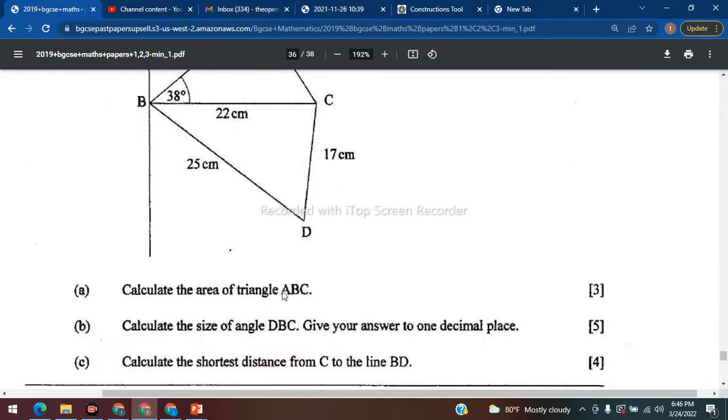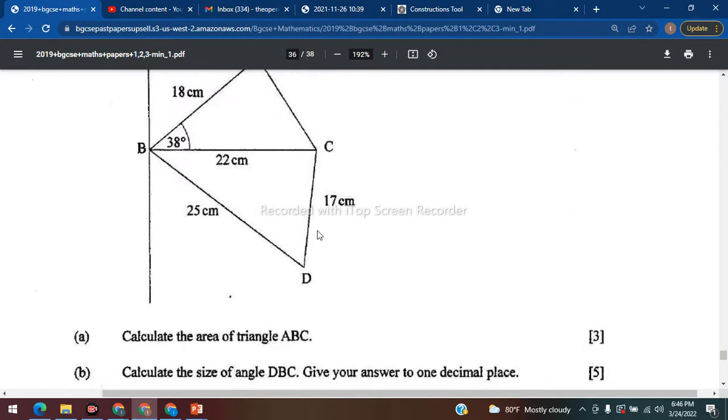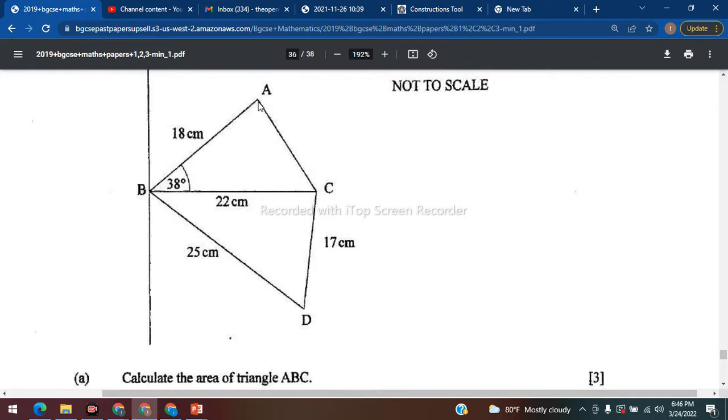Calculate the area of triangle ABC. See, the height of this thing is, is it A plus B plus C? What you mean? We use that sine thing.